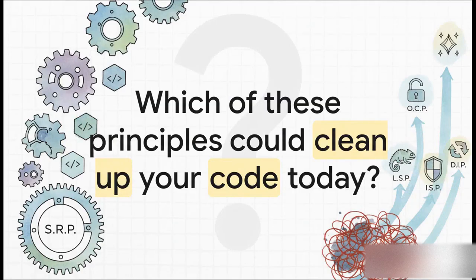So as we wrap this up, I want you to think about the code you're working on right now. Which one of these principles could you apply, even in a small way, to make it just a little bit cleaner and more robust? You don't have to do them all at once. Just start with one. That small change today can make a huge difference tomorrow.